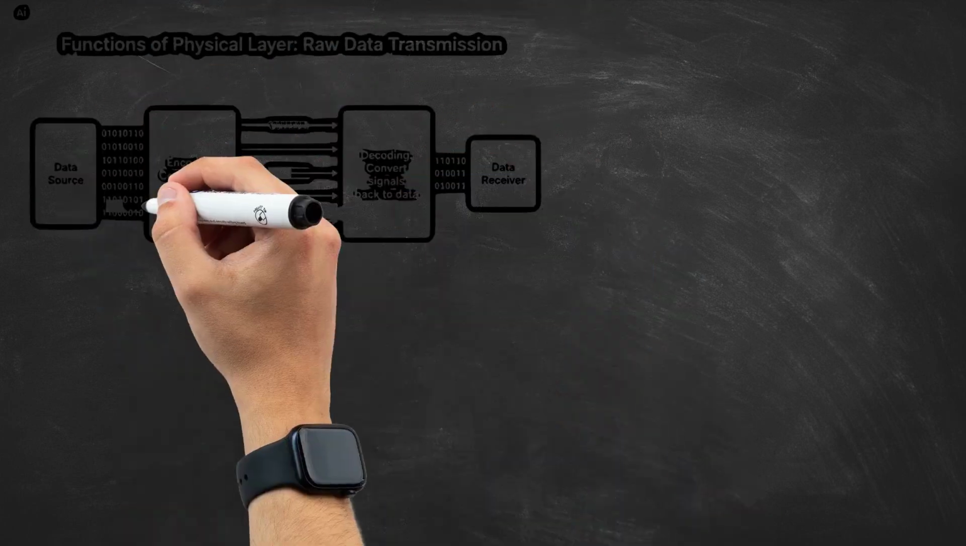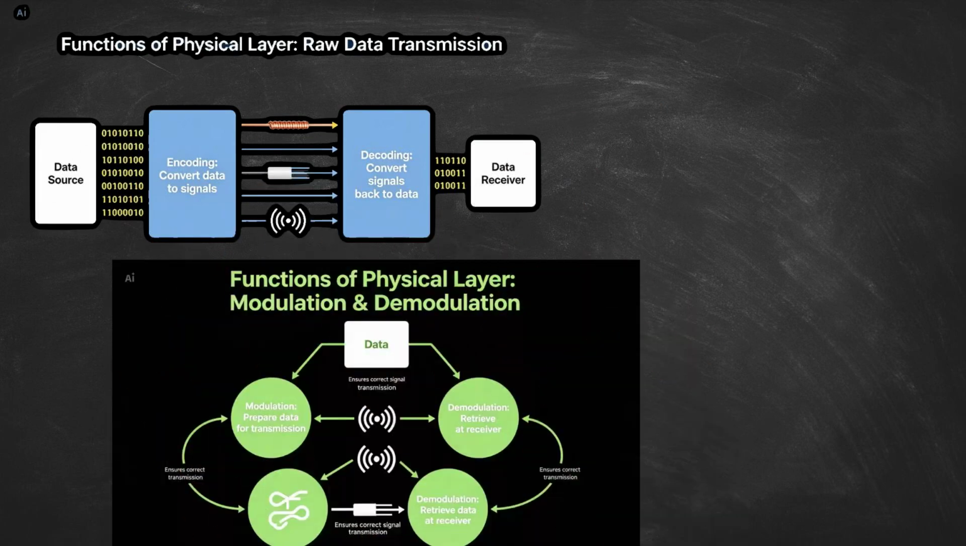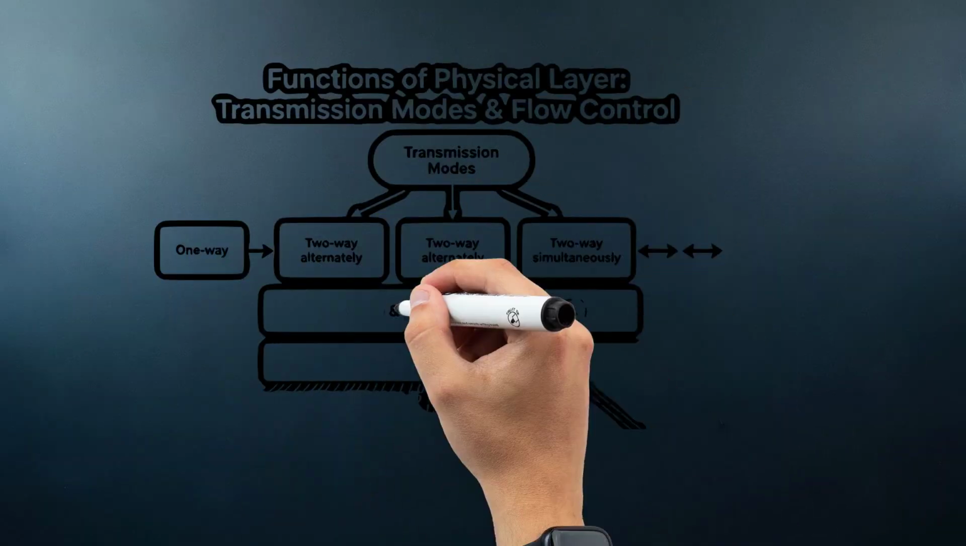The physical layer is responsible for sending raw data as bits over a physical medium. It converts data into signals that can travel through wires, fiber optics, or wireless channels, which is encoding, and turns these signals back into data at the receiver, which is decoding. It ensures signals are transmitted correctly and uses techniques like modulation to prepare the data for transmission and demodulation to retrieve it at the other end.